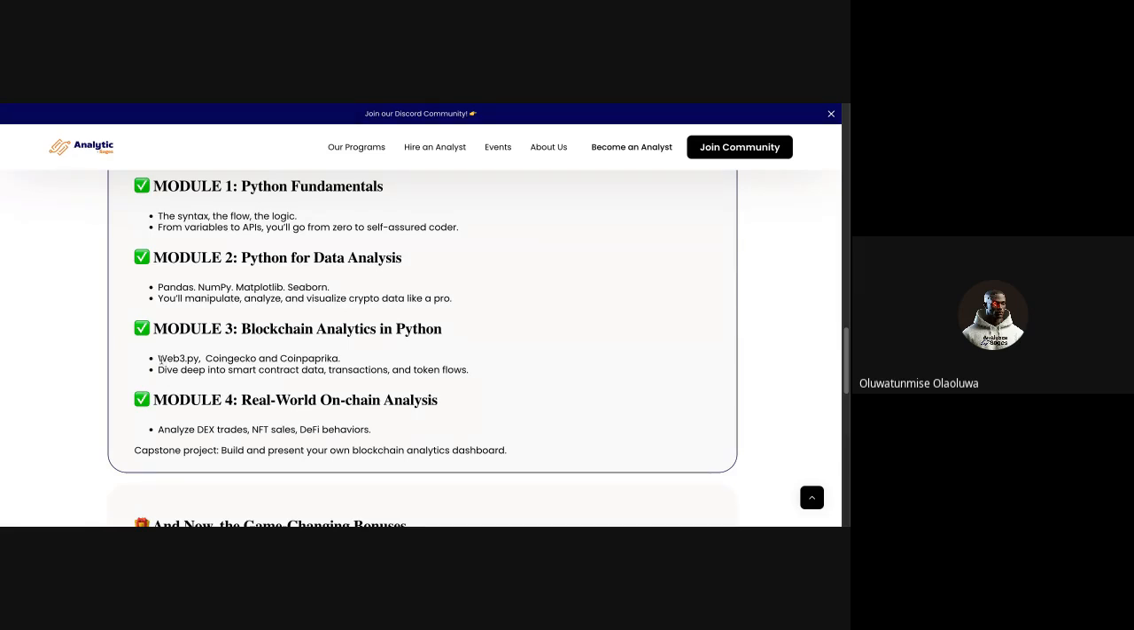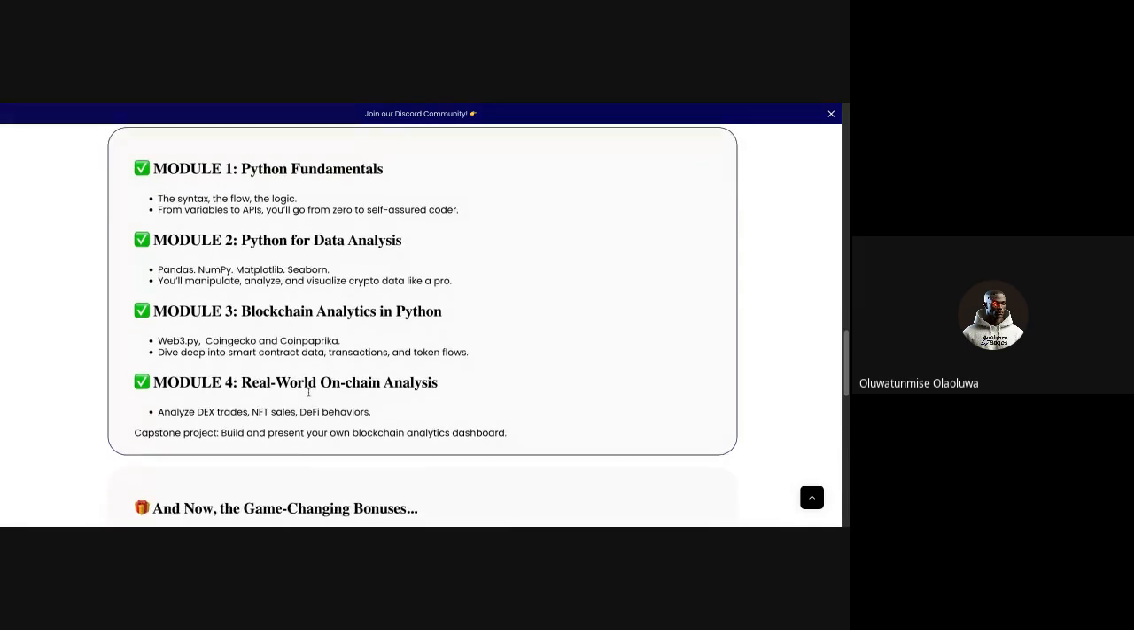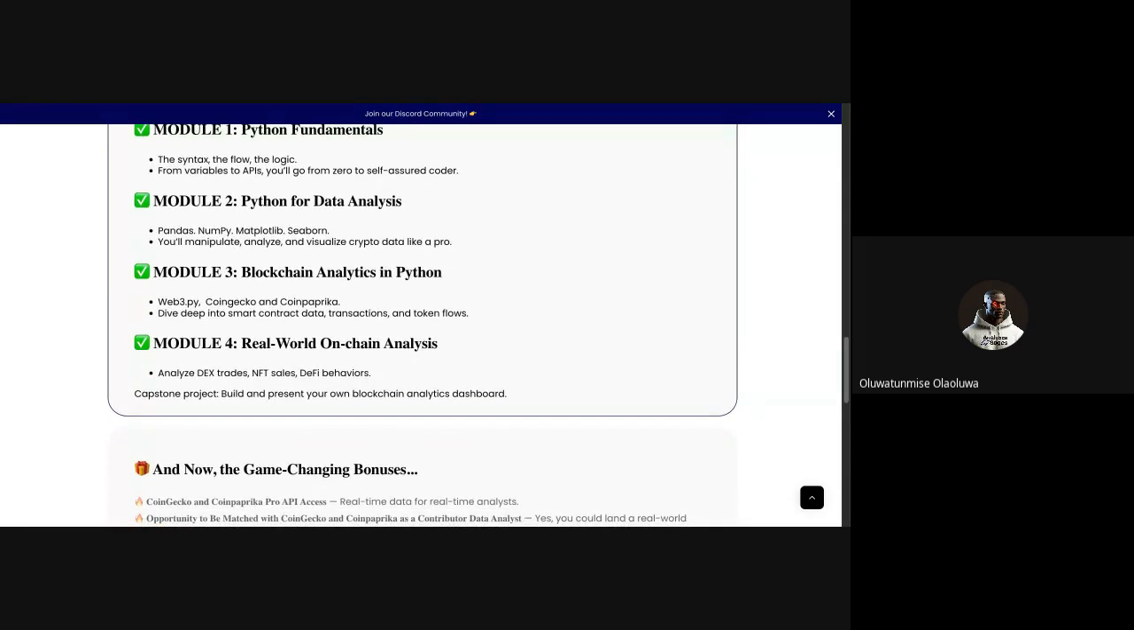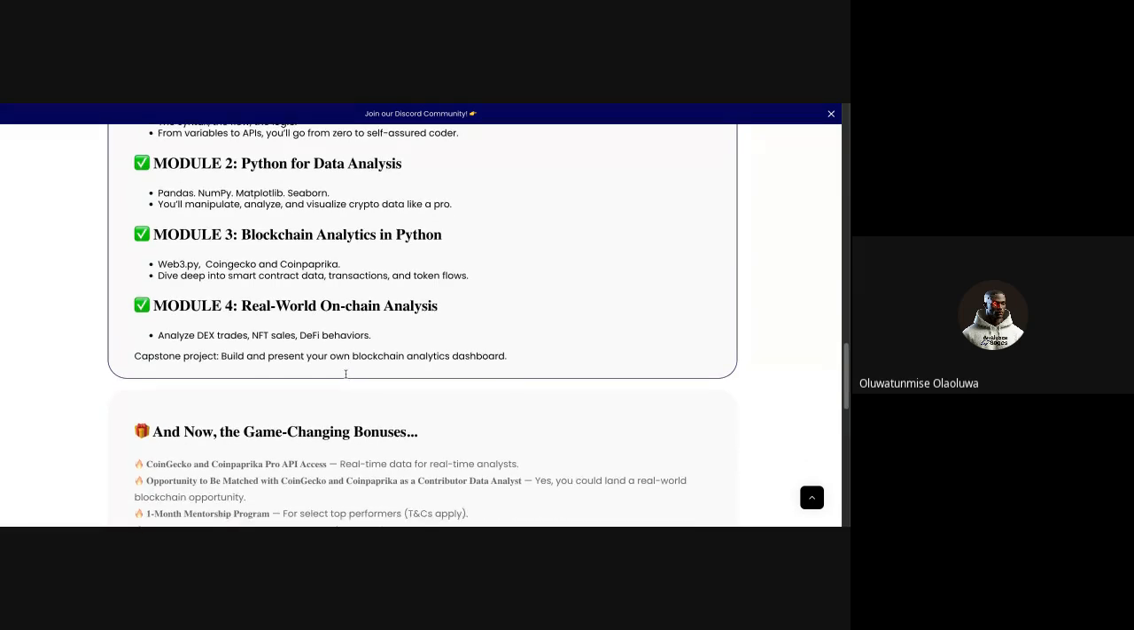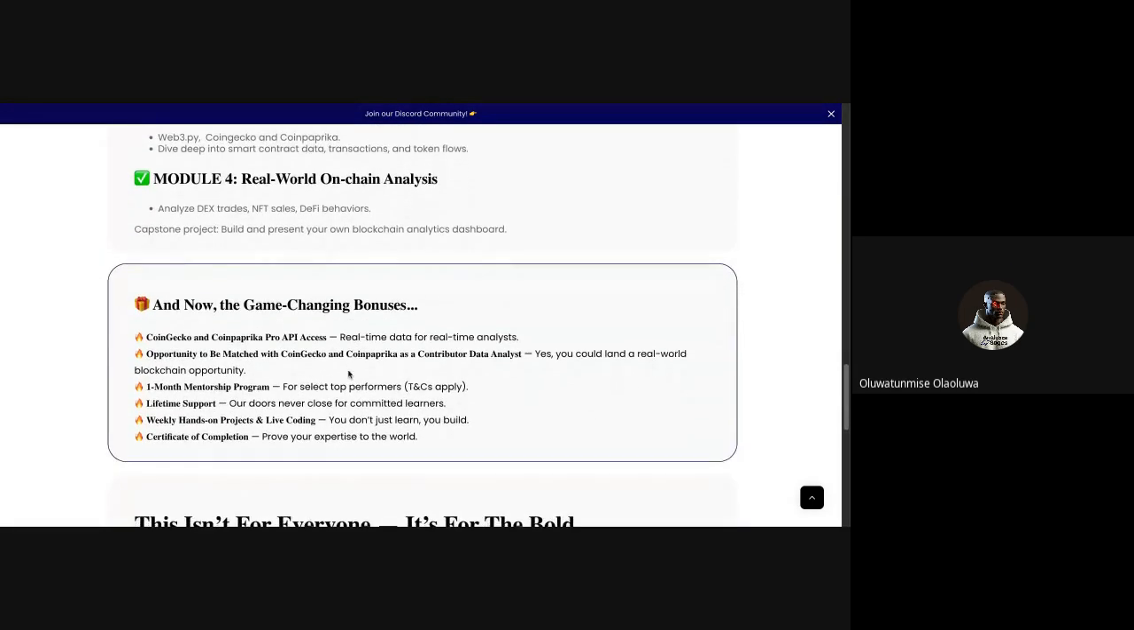You are going to learn how to use the Web3 Py library. You're going to learn how to work with the CoinGecko API, the CoinPaprika API. You're going to learn how to use SQL data from Flipside and Dune, Python, and more. All right. And of course, we'll be building projects.